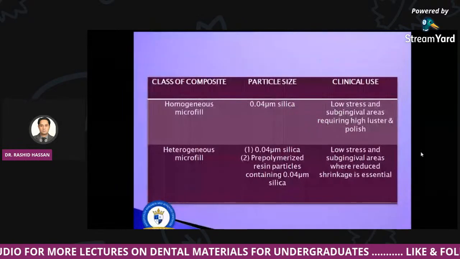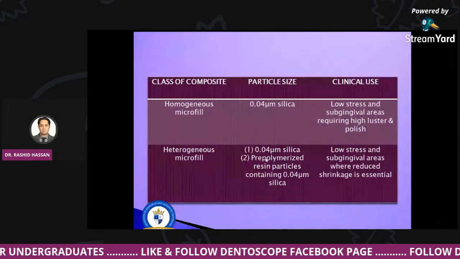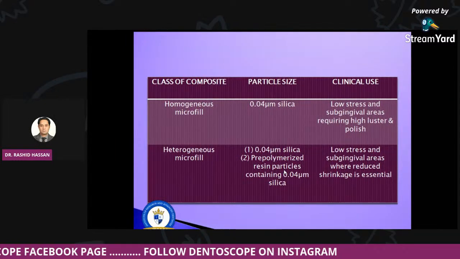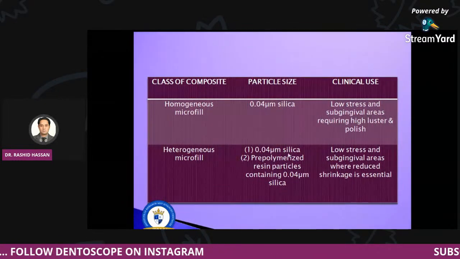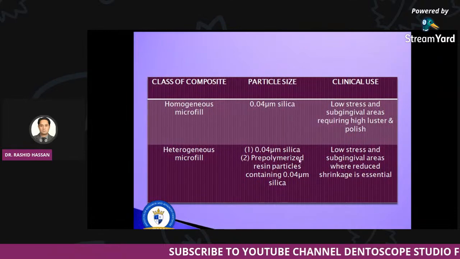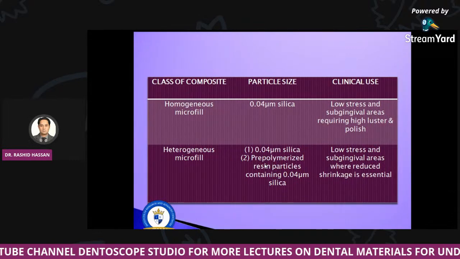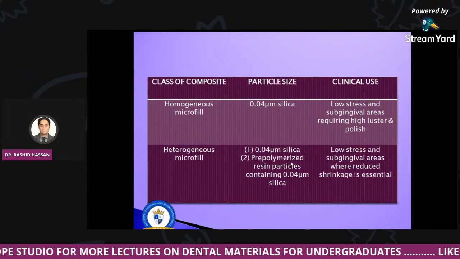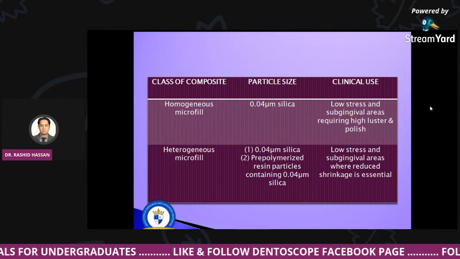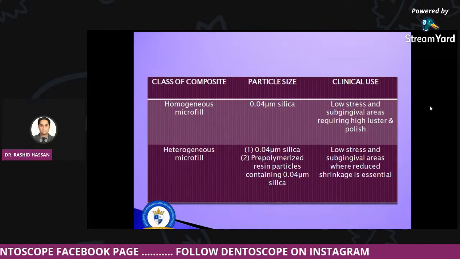Homogeneous or heterogeneous. Homogeneous having the same particle, and heterogeneous having two types of particles: the silica particle and pre-polymerized particles containing silica. So it has two different sizes of particles. One is silica and the other one is silica but already polymerized, pre-polymerized. So this is the heterogeneous dental composite. They both are used in low stress areas. You cannot use the homogeneous and heterogeneous dental composite in high stress areas because they will easily fracture.